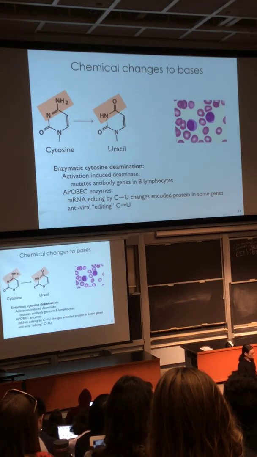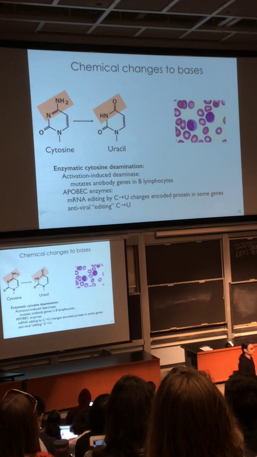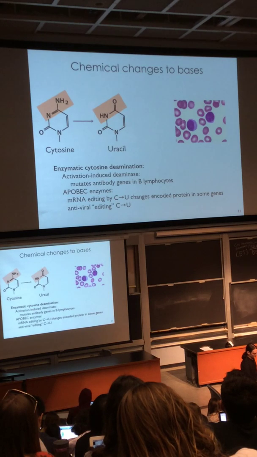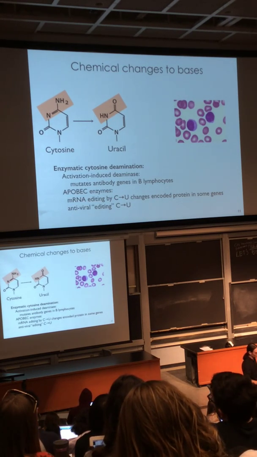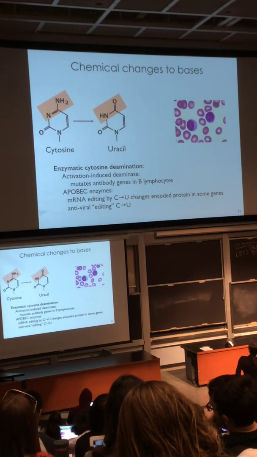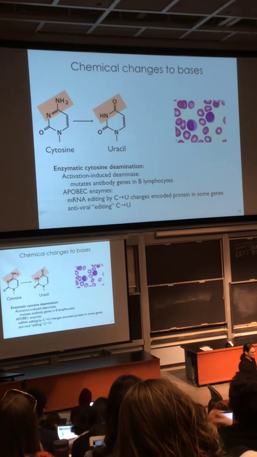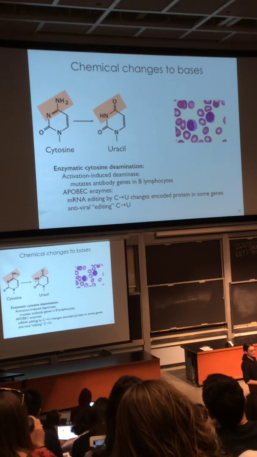And a few places where this happens most prominently are, first of all, in lymphocytes, which when they're developing, in order to make high-efficiency antibodies, actually deliberately mutate the genes that encode those antibodies. And this is done by an enzymatic cytosine deamination. There are also some cases where RNAs are edited in the same way. There are APOBEC enzymes that in some cases change cytosines to uracils in an mRNA.